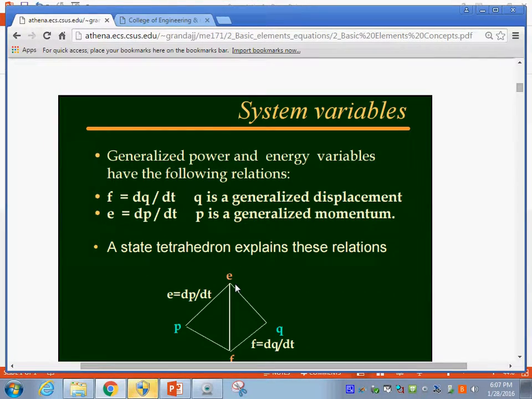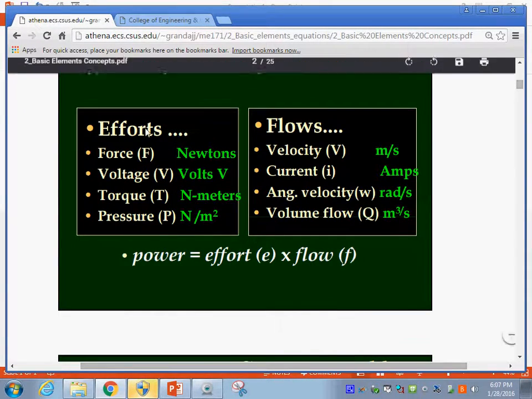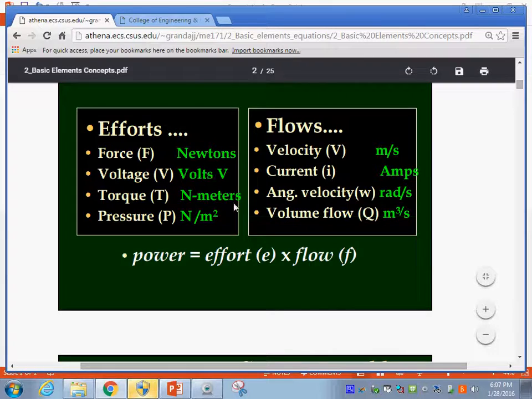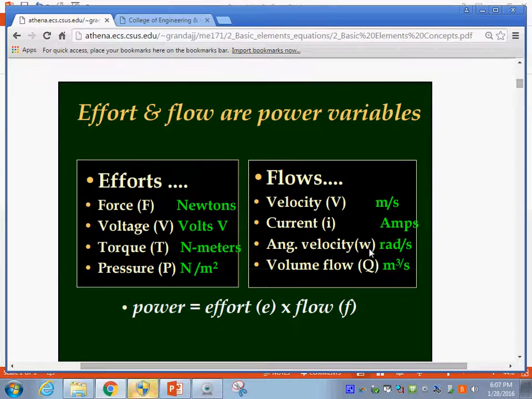In here, the variables that we use, we're going to call E for effort variables and F for flow variables. Some books call them through variables and across variables. Others talk about the cause and effect variables. They amount to the same thing.